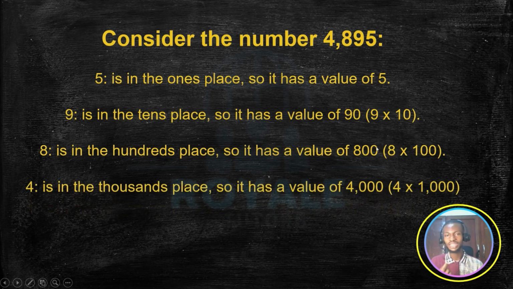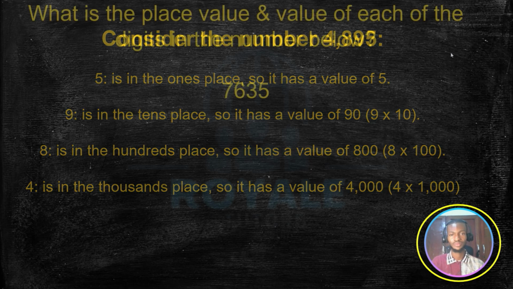Then we have the last digit to the left. Now we have 4 in the thousands place, so it has a value of 4,000. So that is the place value. When you have 4,895, 5 is the ones, 9 is the tens, 8 is in the hundreds, and 4 is in the thousands place.